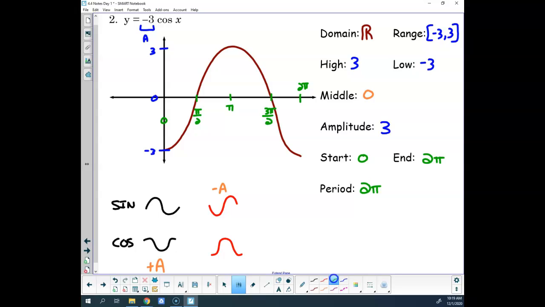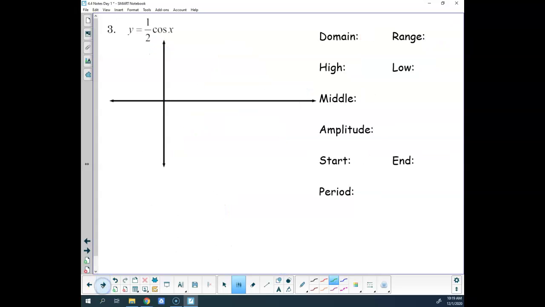Questions, comments, concerns? Went too fast? Yeah? Try that one. Try that cosine curve on your own.